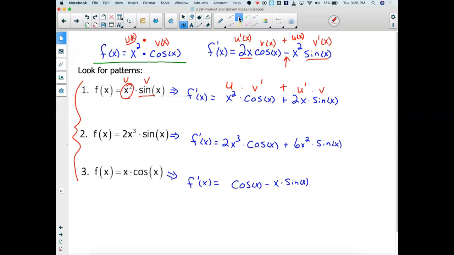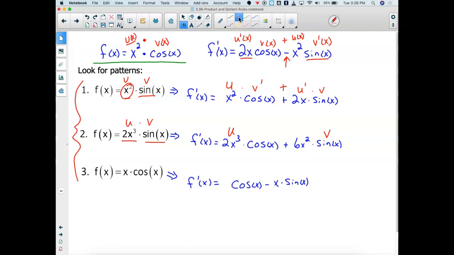Well, they're not. Kind of. We're going to keep investigating here. Here's going to be u times v. We'll track it. Where's my 3x squared? Here's my u over here. Where's my v? Where's my sine x? Here's my sine x. Here's my v.